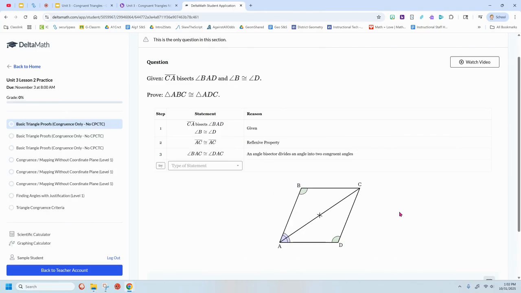So let's look at our triangles. We have a set of congruent angles, a set of sides, and another set of congruent angles. So do we have enough to say the triangles are congruent? Yes. So we go and we pick the triangle congruent to triangle statement, and we just type in the letters that are up here at the top.